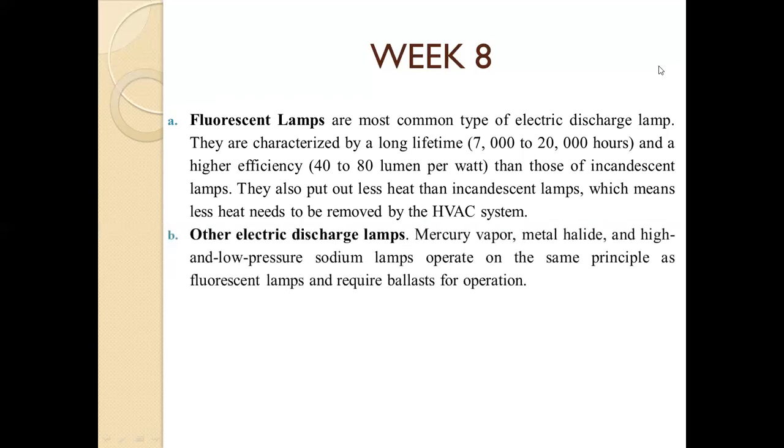Another type of artificial light source from the electric discharge family is the mercury vapor, metal halide, and high and low pressure sodium lamps. They operate on the same principle as fluorescent lamps and require ballast for operation. These lamps are sometimes listed in a general category called high intensity discharge lamps, or HID lamps.